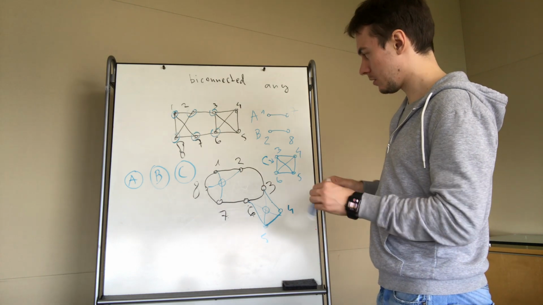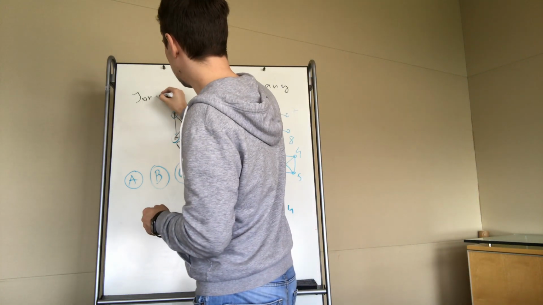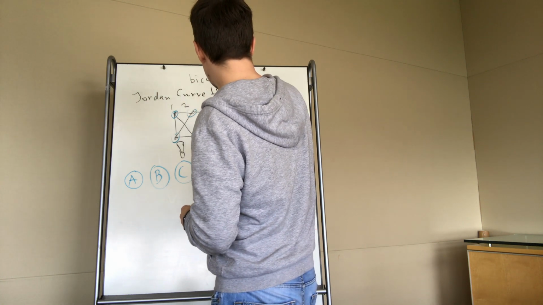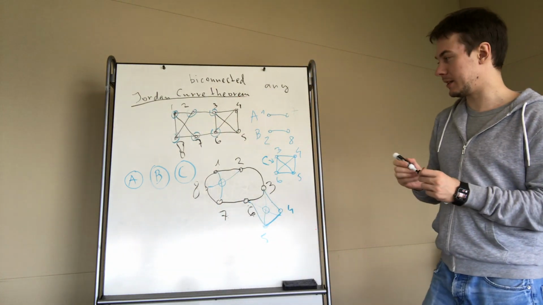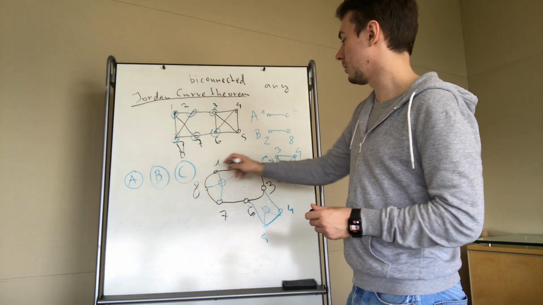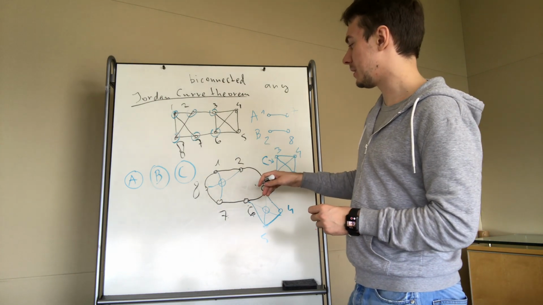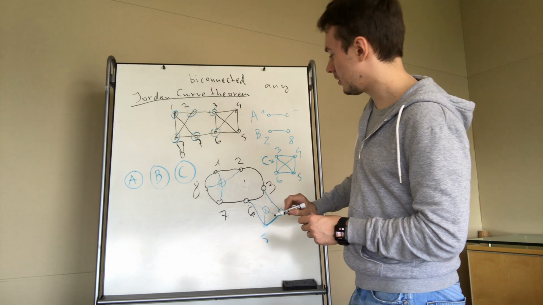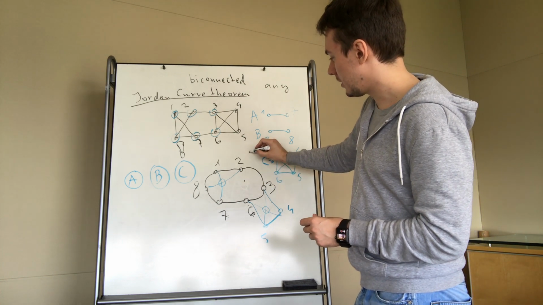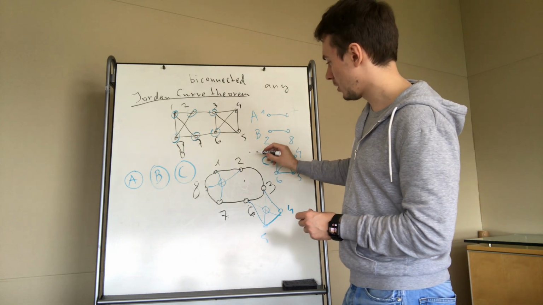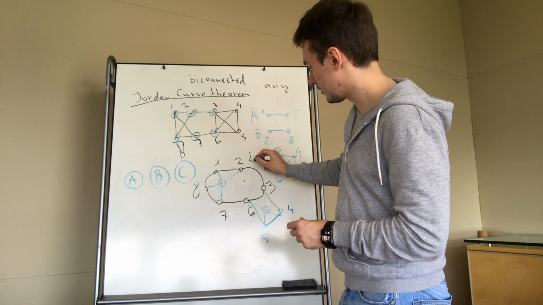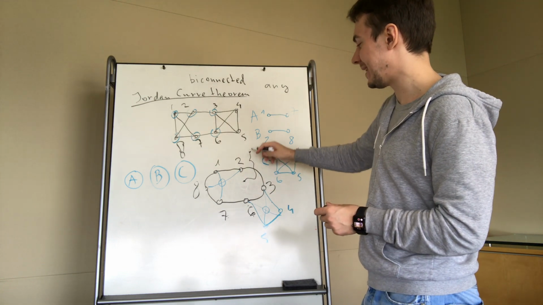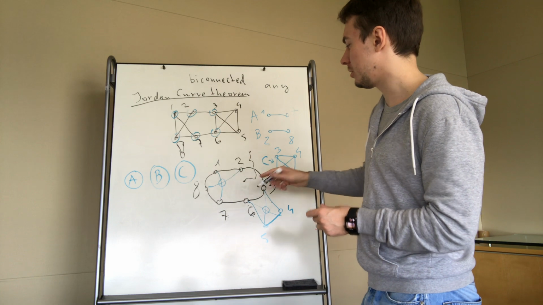And there is the Jordan curve theorem that states that if we have a circle on a surface, this circle splits the surface into two pieces, and if we choose one point in the inner subsurface and the other point in the other subsurface, we will not be able to connect these two points with a path which doesn't intersect our initial circle.